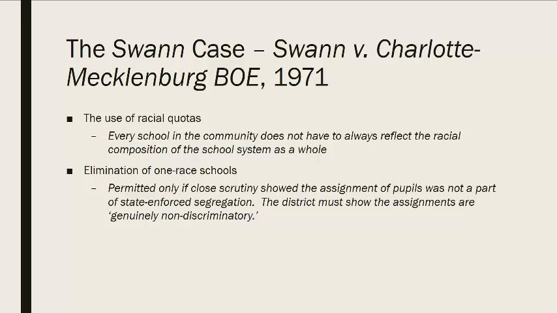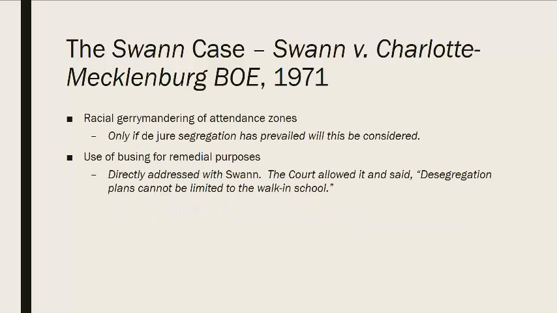Racial quotas are starting to pull back a little bit. The idea of a one-race school, there are loopholes in there now as a result of the Swan case. A couple of other things came out here. Racial gerrymandering of attendance zones is permitted if de jure segregation has prevailed. So, in other words, if legal segregation has prevailed in the past, then racial gerrymandering of attendance zones will be considered, not accepted, but it will be considered.